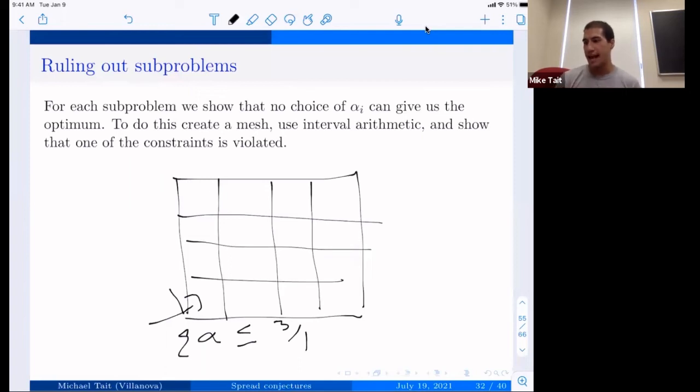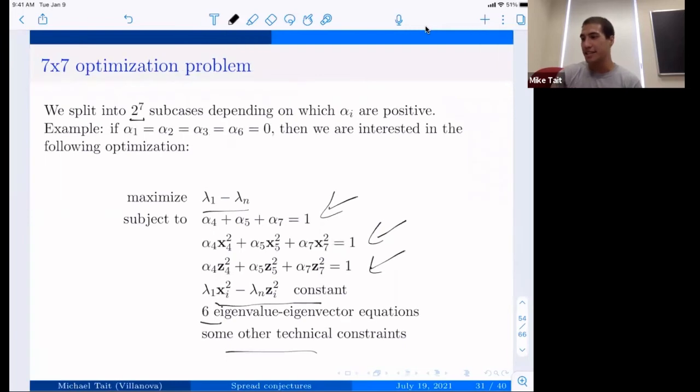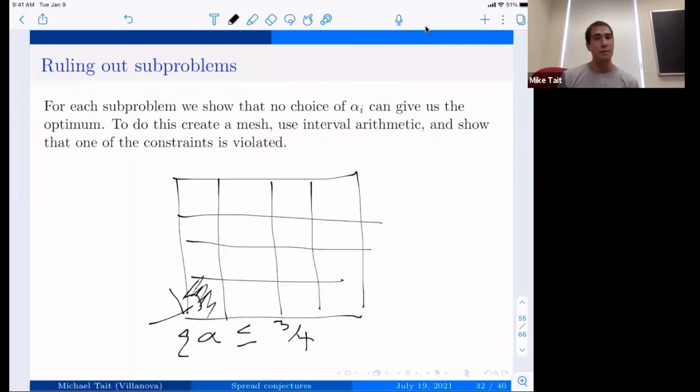So let me give you an example. Let's say I cut up my search space into quarters, and assume there's a 3rd dimension here. So I have alpha 4, alpha 5, alpha 7. I'm going to cut up this search space into quarters. And now let me look at the box that is next to the origin. Well, in this case, alpha 4 is between 0 and 1/4, alpha 5 is between 0 and 1/4, alpha 7 is between 0 and 1/4. And so what we can say is the sum of those quantities is between 0 and 3/4, right? This is what's called interval arithmetic. I am just giving an upper and a lower bound of what my quantity can be. And that means that the maximum cannot occur in this box because this constraint cannot be satisfied in that box, right? And that's what we do for all of these sub-optimization problems, okay?